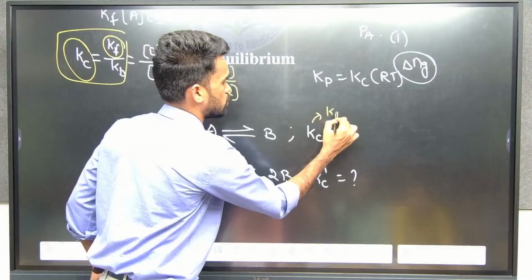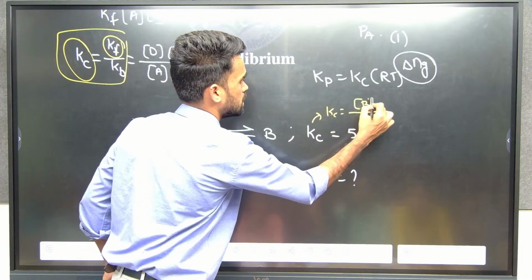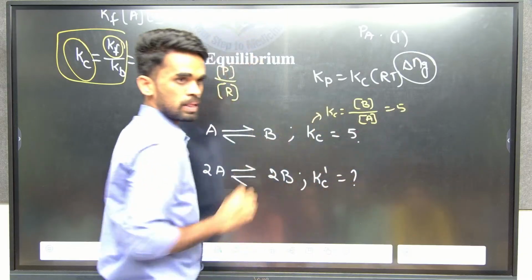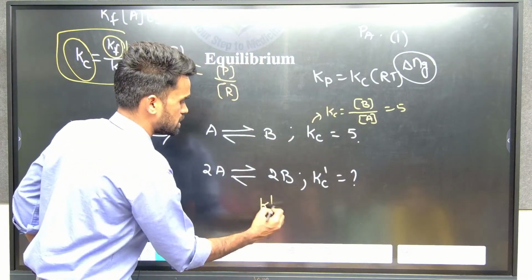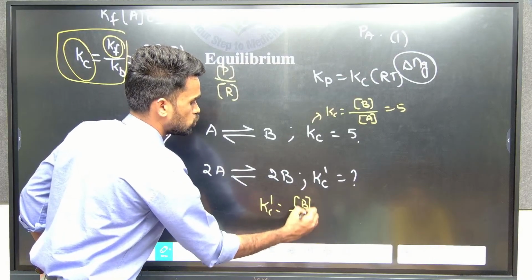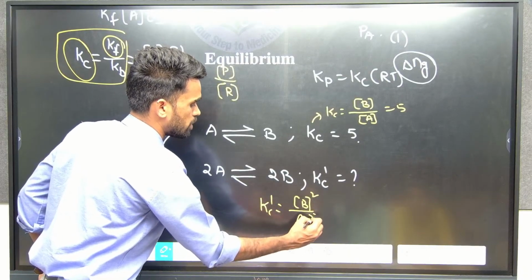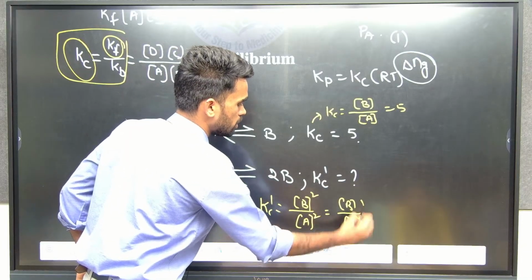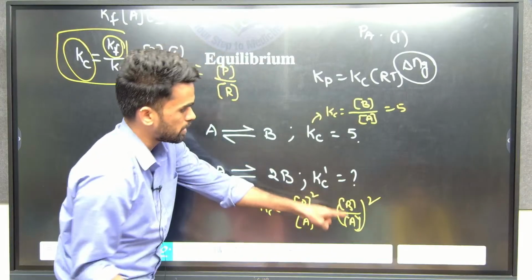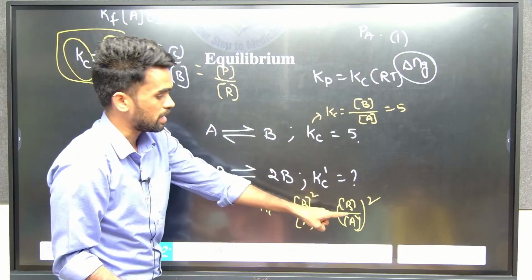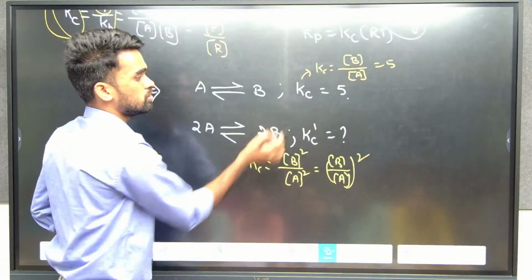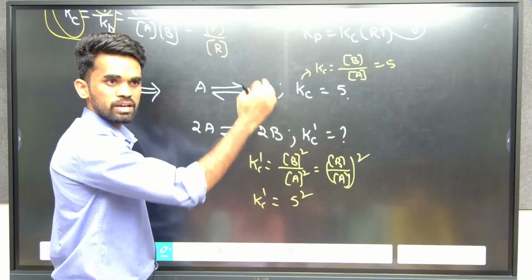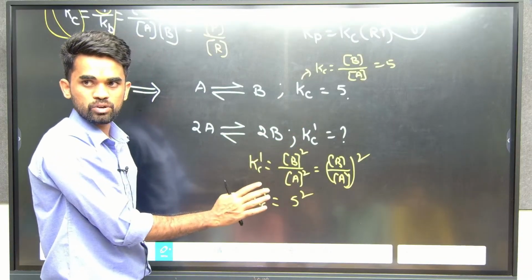Okay, so how do you write this? Kc equals concentration of product by concentration of reactant. This value equals 5 we have. Now for this, how will you write? Kc dash equals concentration of B to the power 2 by concentration of A to the power 2. Can I write this as B by A all to the power 2? So B by A is nothing but this one only, no? So I can simply write Kc dash equals Kc square, or 5 square.